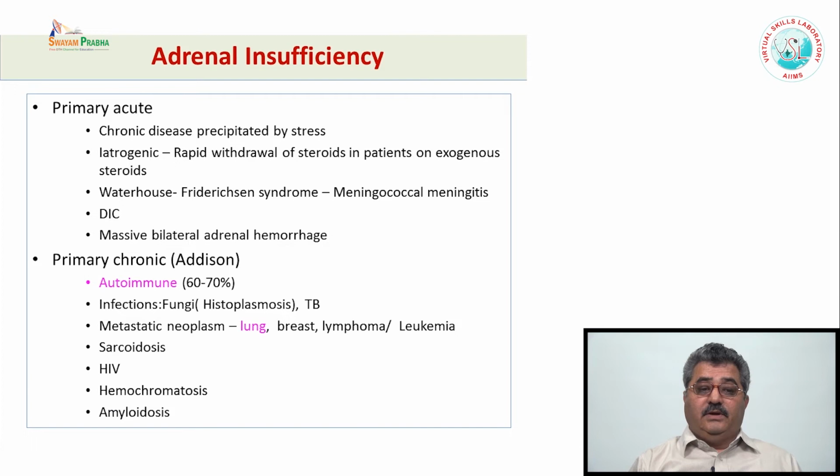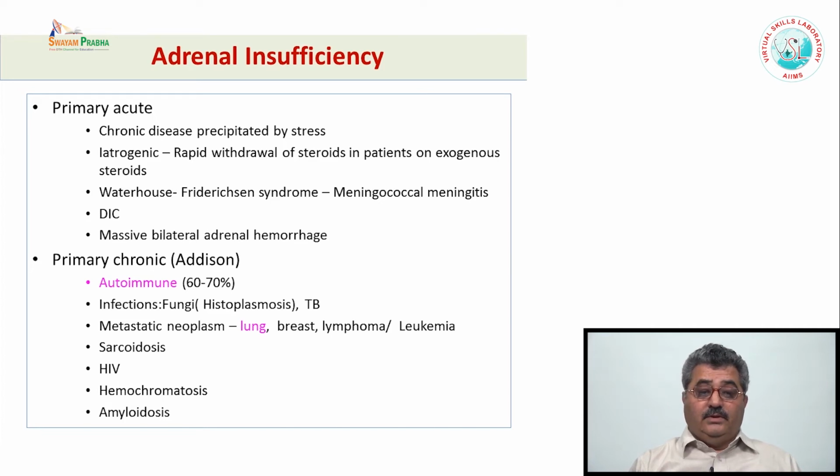Adrenal insufficiency may be acute or may be chronic. Sometimes the patients are on exogenous steroids, and when there is a sudden stoppage of the steroids, that leads to acute adrenal insufficiency. For example, in children, when there is meningococcal meningitis, there is a hemorrhage in the adrenal, there is disseminated intravascular coagulation and shock. Many of these patients die. Sometimes in premature children, there may be massive bilateral adrenal hemorrhage which causes adrenal insufficiency.